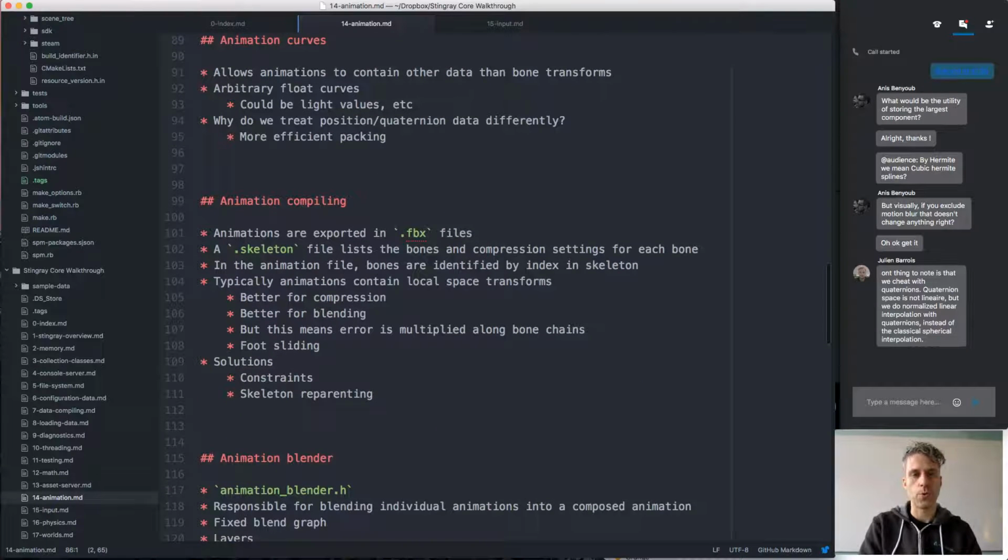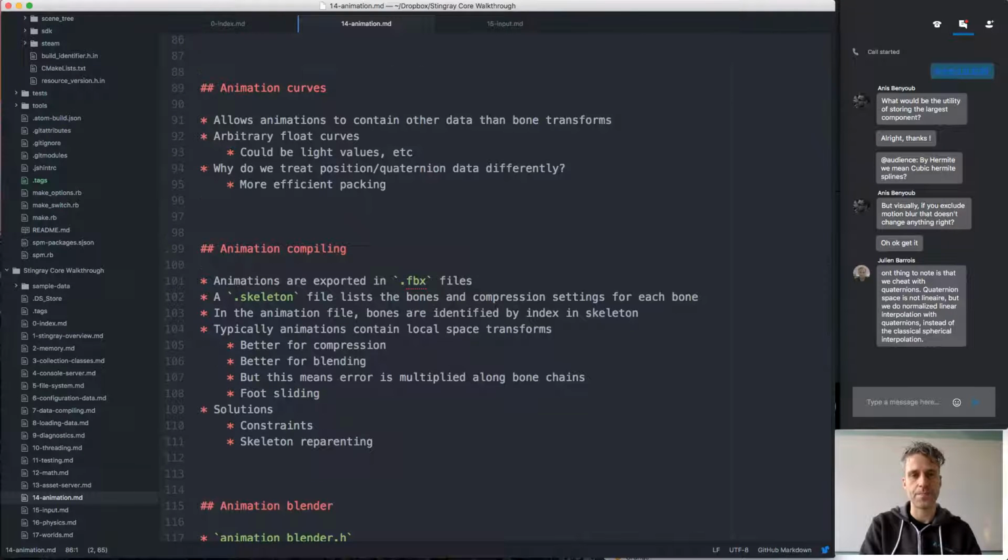We also support general curve data in the animation, so it can contain data other than bone positions and bone rotations, just arbitrary float curves that could represent light values or something like that. You could ask why we treat these things as separate. Shouldn't we just treat the vector trees as float curves too, and the quaternions as float curves? That's pretty much what they are.